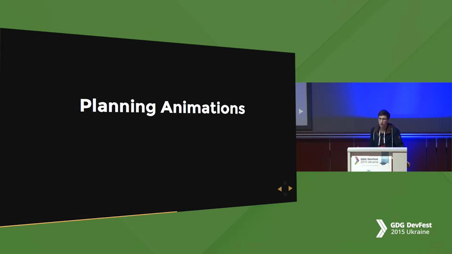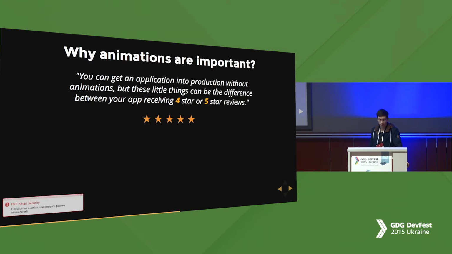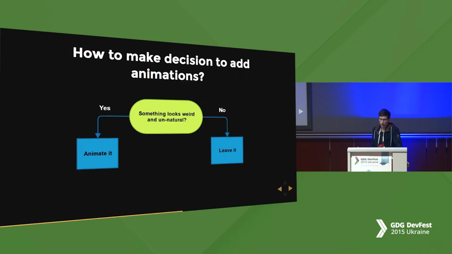Part 2 of my presentation is planning animations. So why are animations important? Because you can get an application into production without animations, but these little things can actually be the difference between your app receiving a 4 or 5 star review. So how do you make the decision to animate something? Here's a simple chart. If something looks weird and unnatural, you need to animate it. If not, leave it as it is.